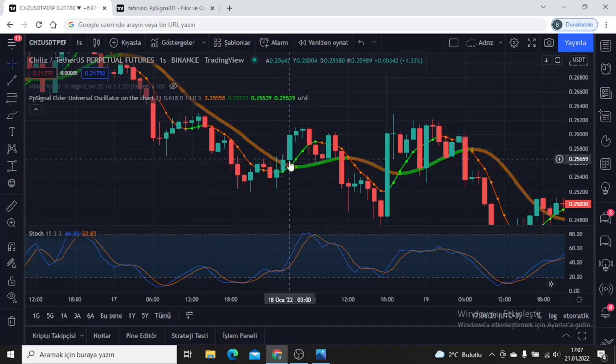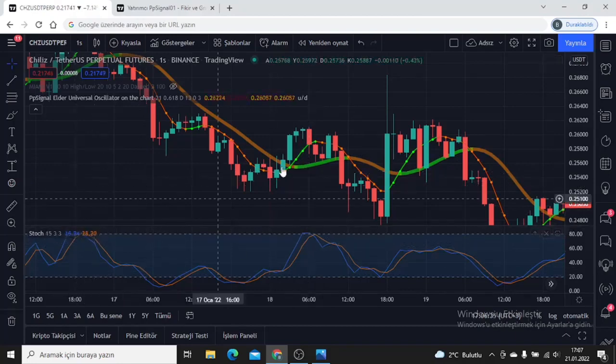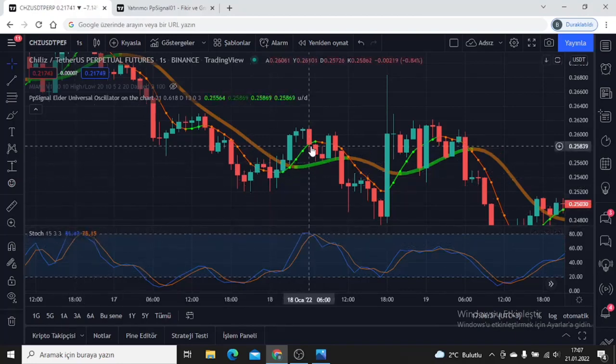I'm looking over here. For example, here the stochastic jumps over and intersects. Here, our buy conditions are now formed. So we're looking at time. The profit here is 1.33%. Almost 1%. Where can we stop?